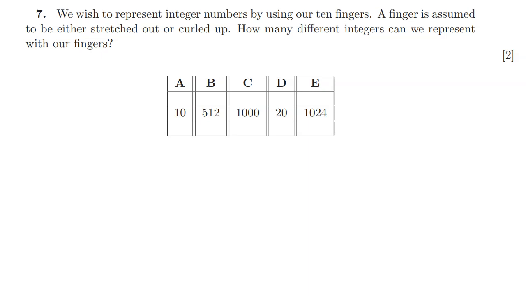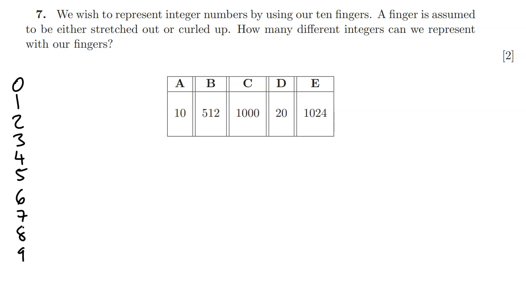Now, the way I thought about this question was as follows. You can basically use 0 to 10 digits, okay? So please bear with me on this. You can use 0 digits, you can use 1 of your digits, 2, 3, 4, 5, 6, 7, 8, 9, or all 10 of your digits in order to represent numbers. So now we just need to work out how many combinations there are when using each of these digits.